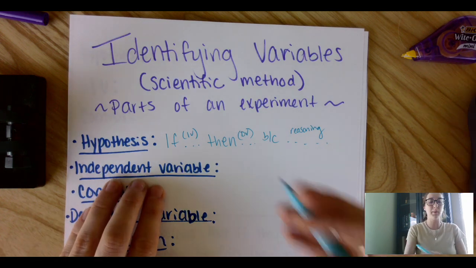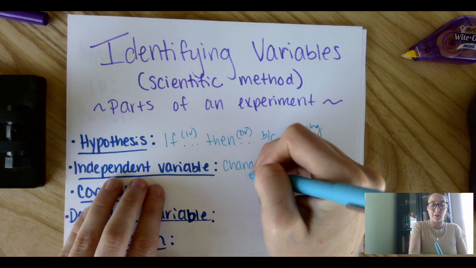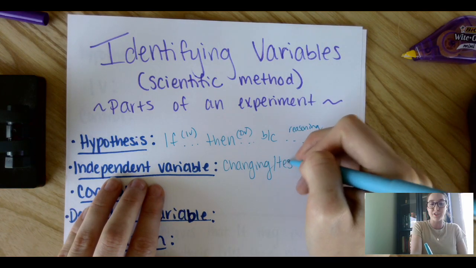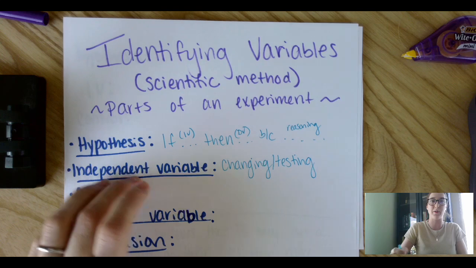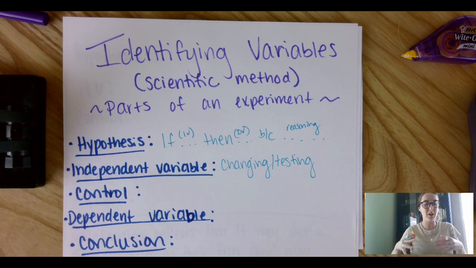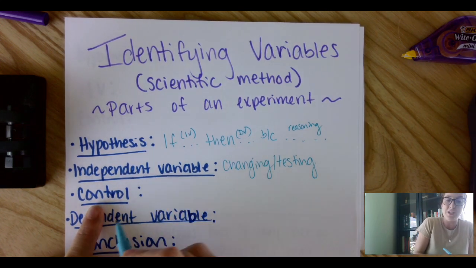The independent variable is the thing that you are changing or testing. This is very, very important. So what are you changing? What are you actually wanting to test? In my light versus no light example that I just said, it would be the light. The amount of light is what I'm changing. That's what I'm testing.